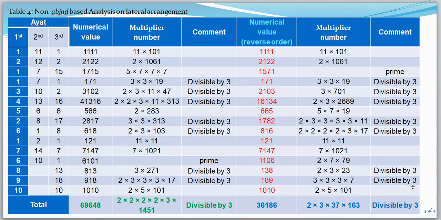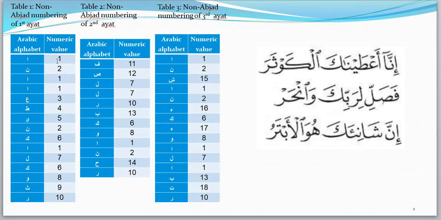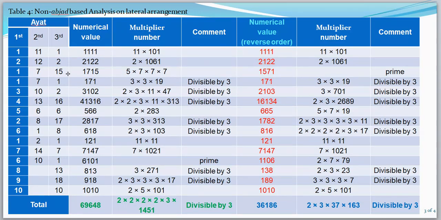Let's move to the third slide. Here we see that in table 4, non-abjad based analysis on literal arrangement is made. Here, the first 3 columns, ayat first, second, and third, the previous numberings are placed in these 3 columns, and the numerical values are extracted based on the literal arrangement. That's why it is called non-abjad based analysis based on literal arrangement.